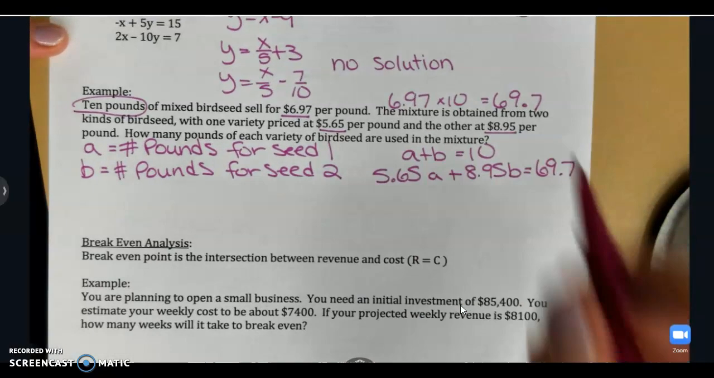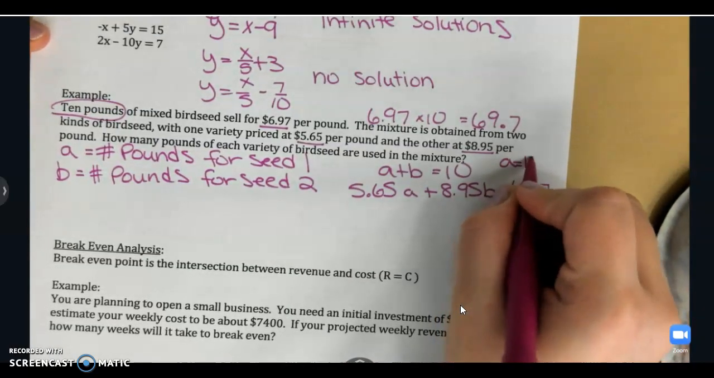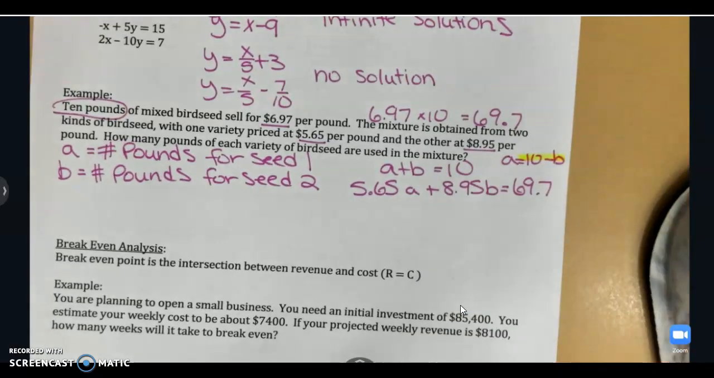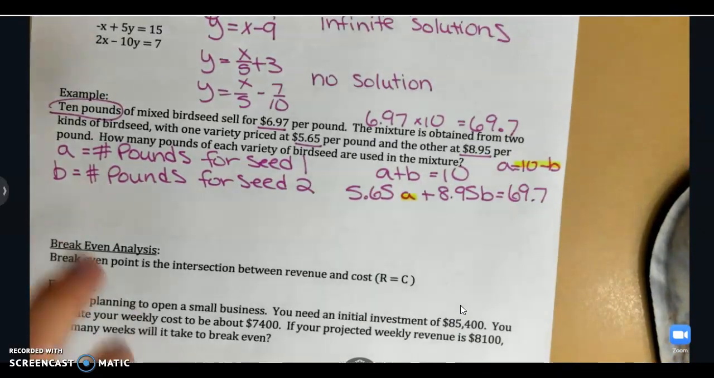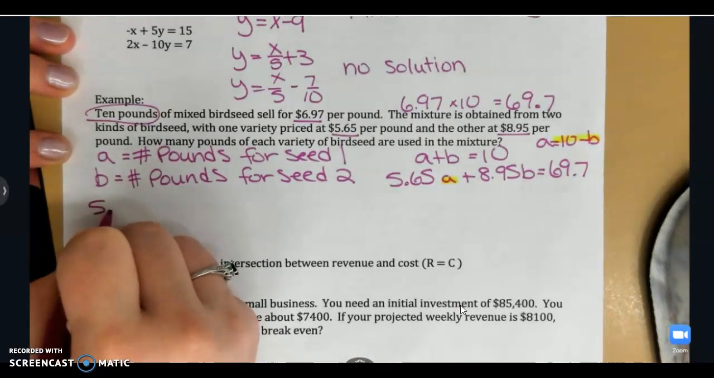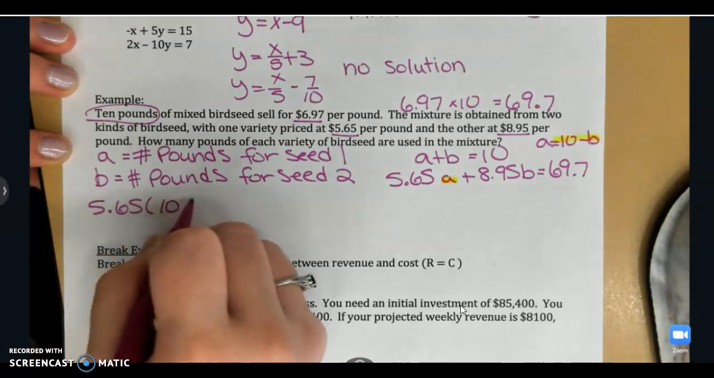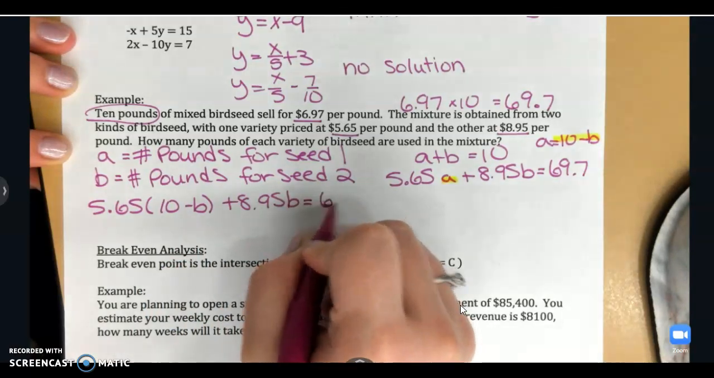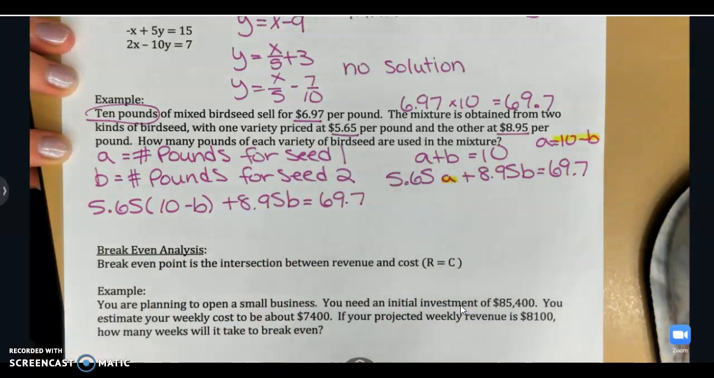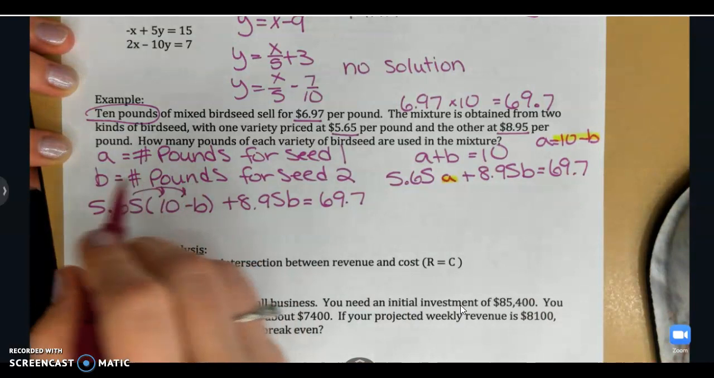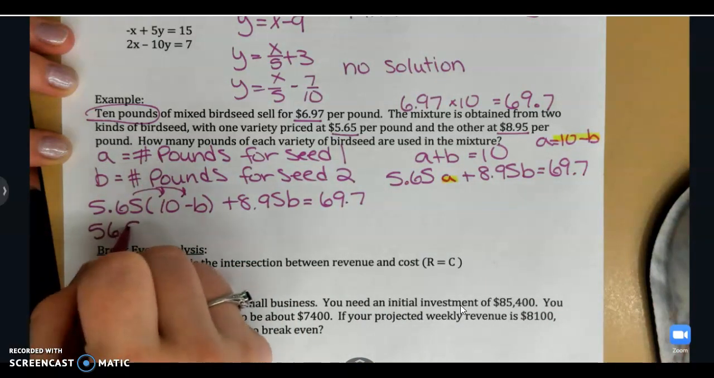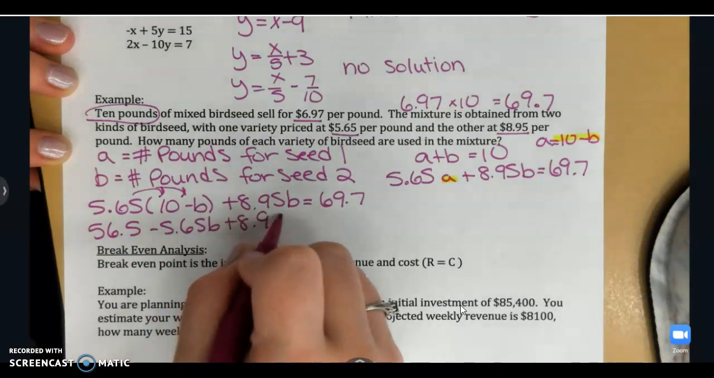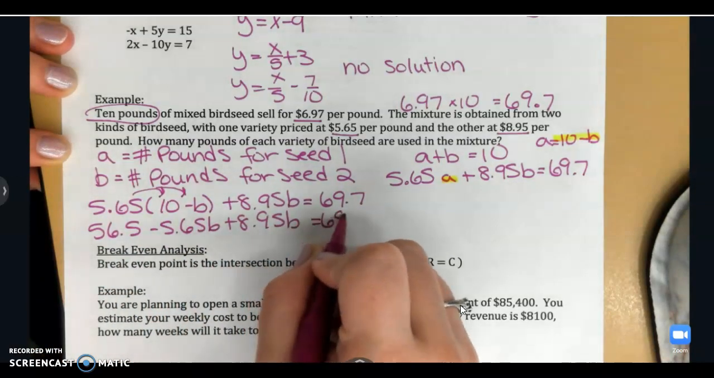I'm going to move my B over and get that A is equal to 10 minus B. So I'm going to substitute this expression in place of A in my bottom equation. So 5.65 times (10 minus B) plus 8.95B equals 69.7. So I have to distribute here. So 56.5 minus 5.65B plus 8.95B equals 69.7.